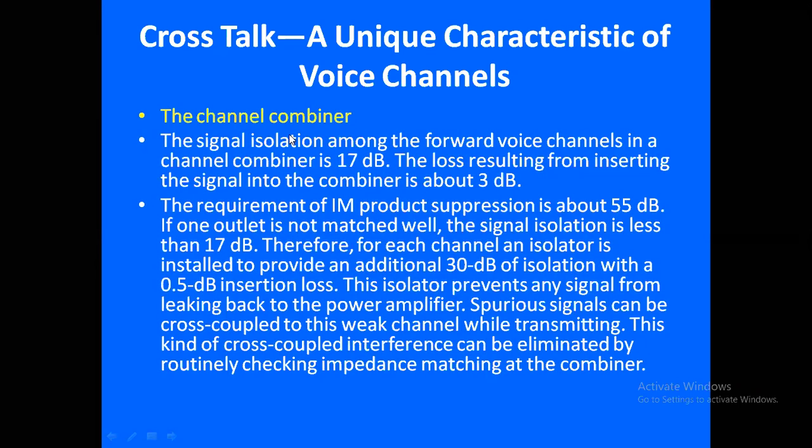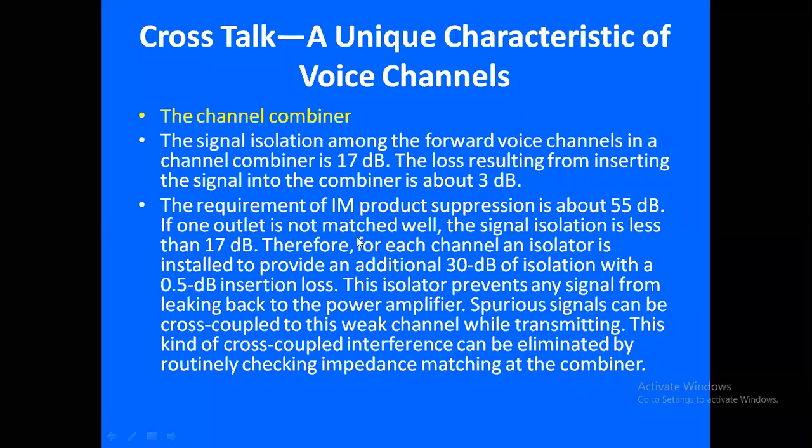The channel combiner. The signal isolation among the forward voice channels in a channel combiner is 17 dB. The loss resulting from inserting the signal into the combiner is about 3 dB. So there will be a total of 20 dB. The requirement of intermodulation product suppression is about 55 dB.